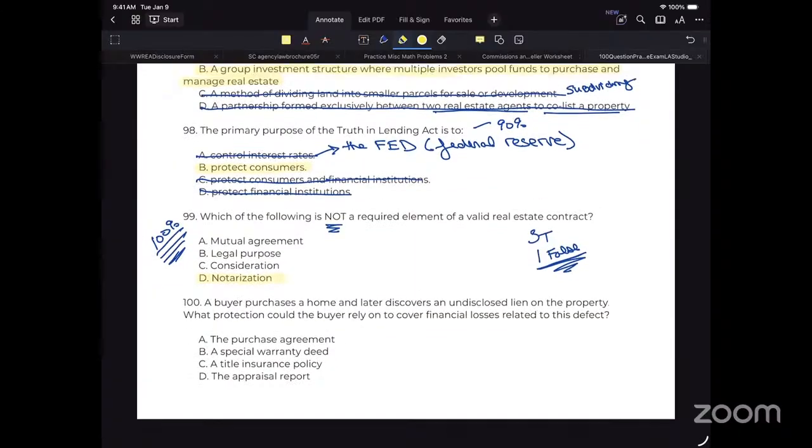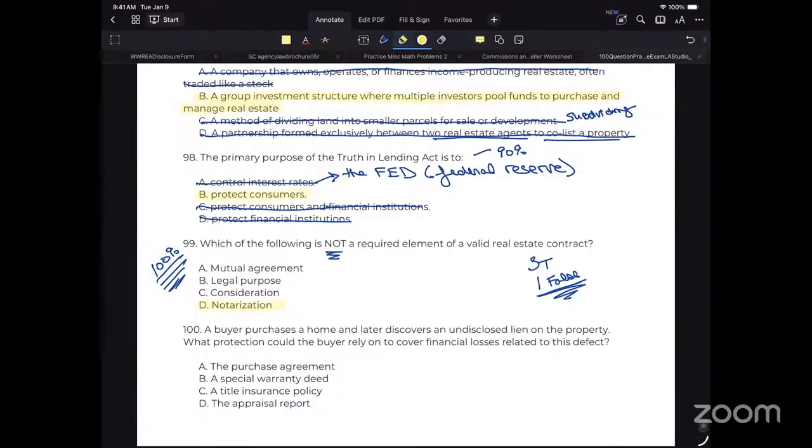Number 100, the last one of this test question bank. A buyer purchases a home and later discovers an undisclosed lien on the property. What protection could the buyer rely on to cover financial losses related to this defect? All right, so we got a home purchase, and then there's this undisclosed lien. And what can you do as a buyer to protect yourself from some financial losses with that lien? Is it A, the purchase agreement, B, a special warranty deed, C, a title insurance policy, or D, the appraisal report?